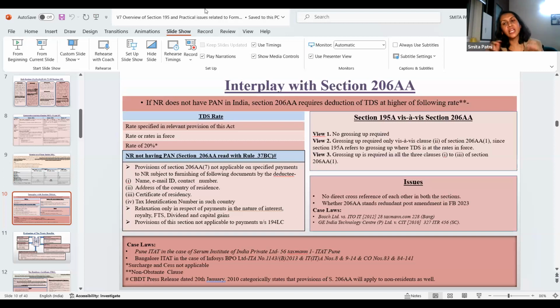The second reason is that there is no direct cross-reference between 195A and 206AA. There's no direct reference in either of the sections, except for the reference in 206AA to rates or rates in force. That's the only reference, which is from 195 and not from 195A. Second, 206AA generally stands redundant, as already said, post amendment by the Finance Bill 2023.